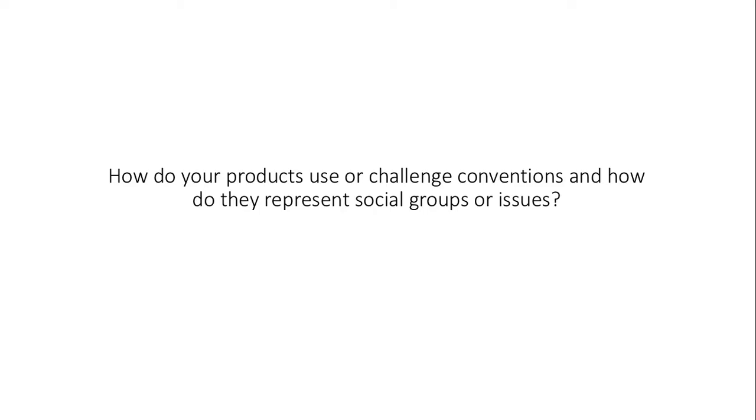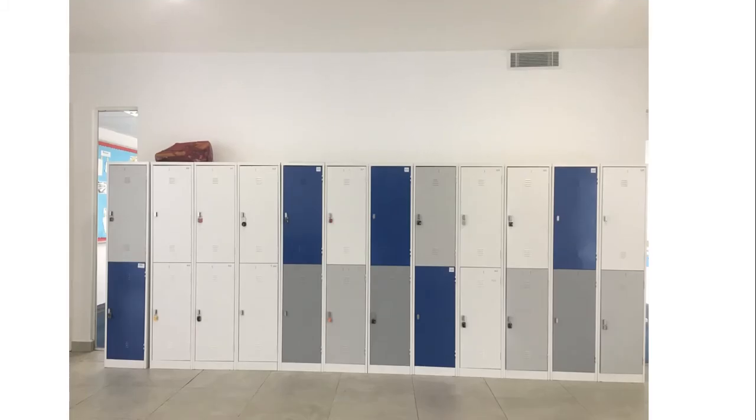How do your products use or challenge conventions, and how do they represent social groups or issues? My music video follows the stereotypical conventions of a high school narrative. For example, the characters in my music video include a nerd, a popular girl, and her best friend. It is also filmed in a school environment to create the effect of verisimilitude, allowing the target audience to be able to relate to the setting.